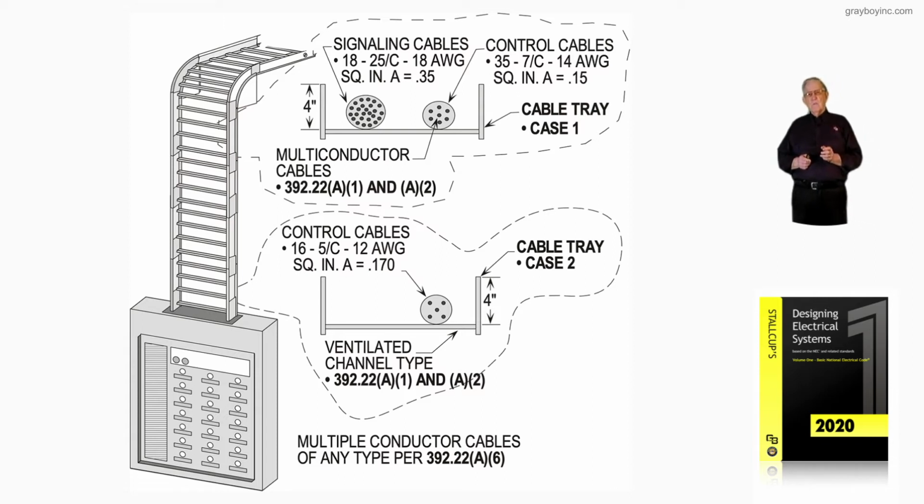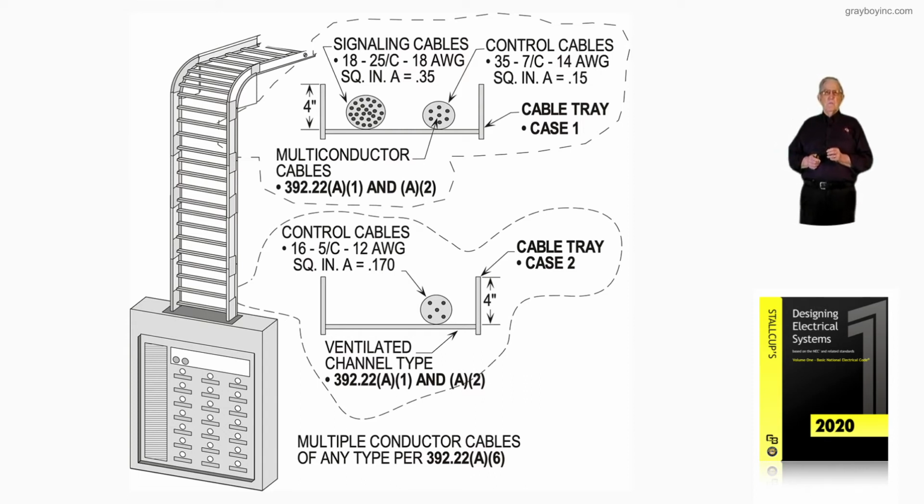The control cables now, we have 35 7-conductor cables, 14 AWG, with a square inch area of 0.15. And this is cable tray case 1. And there are multiple-conductor cables used for signaling in accordance with 392.22(A)(1) and (A)(2).